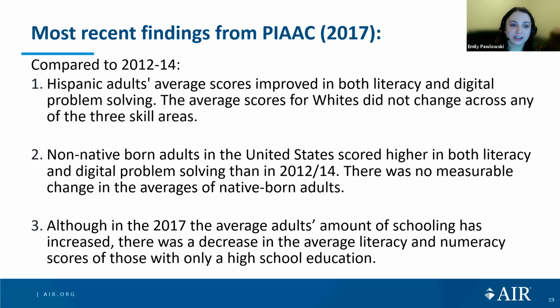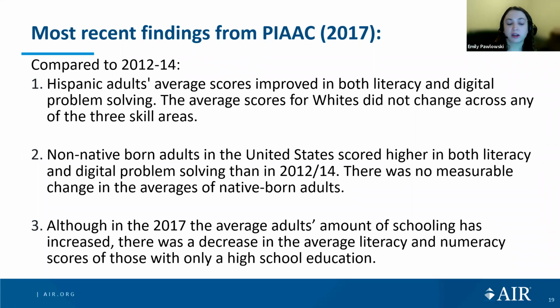So compared to the earlier data from 2012-2014, the average scores for Hispanic adults improved in both literacy and digital problem solving, but the average scores for white adults did not change across any of the 3 skill domains. And a similar pattern was found for non-native born adults in the US. They scored higher in both literacy and digital problem solving in 2017 compared to 2012-2014, while for native born adults, there was no change in their skills.